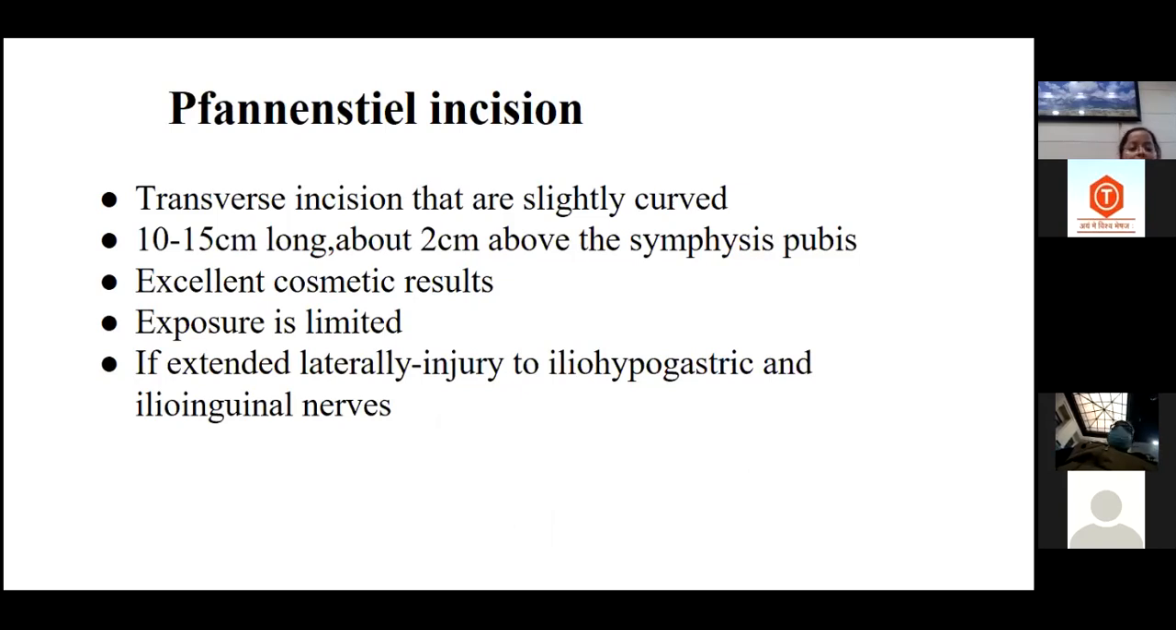Pfannenstiel incision is a slightly curved transverse incision, 10 to 15 centimeters long, about 2 centimeters above the pubic symphysis. It has excellent cosmetic results. The exposure is limited. If extended laterally, injury to the iliohypogastric and ilioinguinal nerves occurs. We cannot use this incision in patients with malignancies and also in patients where extensive exposure is required, as in cases of severe endometriosis or large leiomyomas.